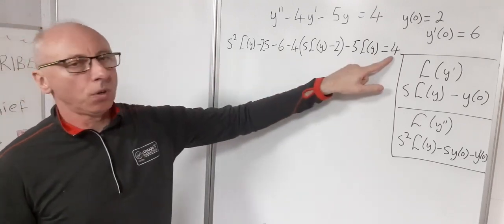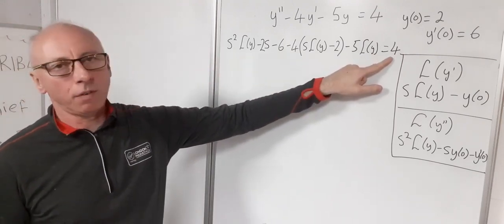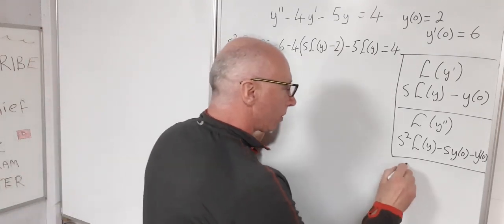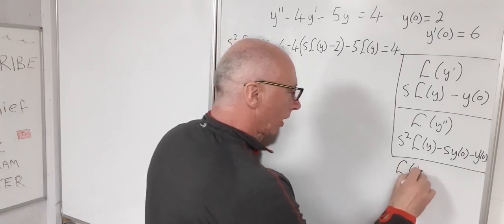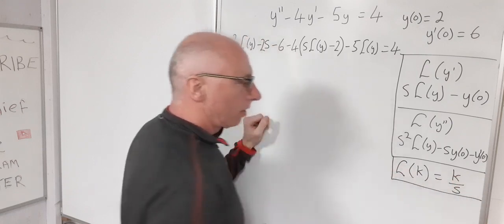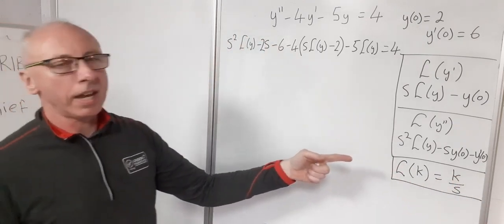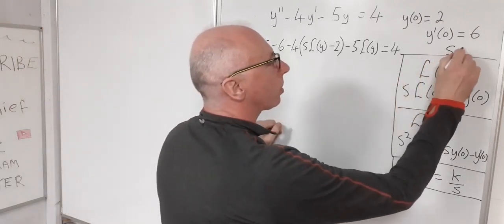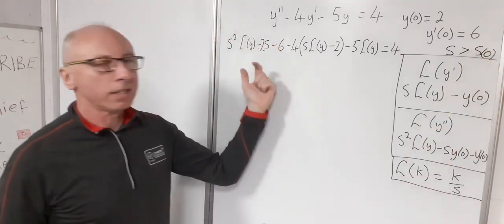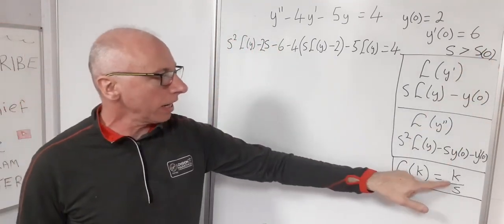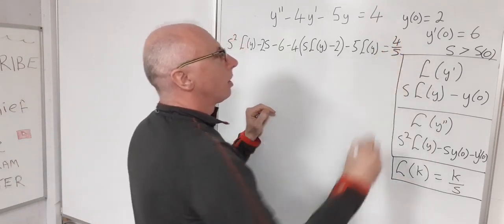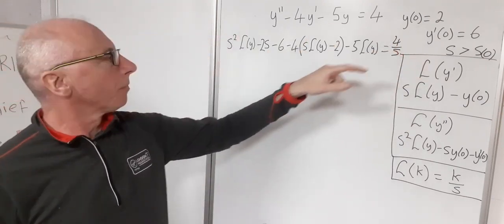Okay, now for the 4, I need the Laplace transform of 4. So I'm going to change this into the Laplace transform of 4. For any constant k, the Laplace transform of a constant k just gives me k over s. And s always has to be greater than s0. A little condition here, I'm just going to write s is greater than s0. For this technique to work, that's going to have to hold. So here I've got k over s, and I'm going to rewrite that as 4 over s. Therefore I've Laplace transformed both sides.